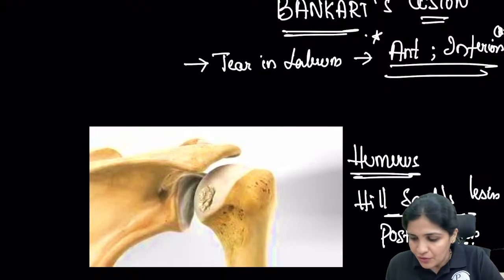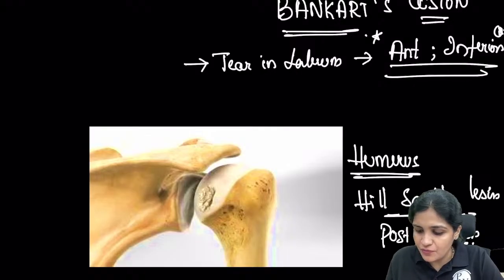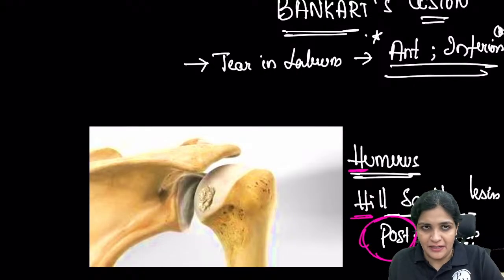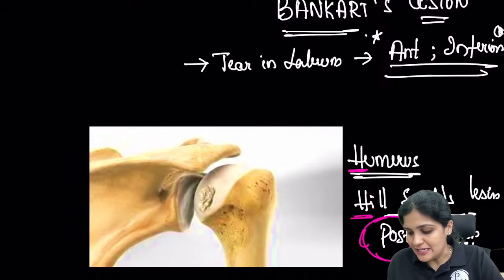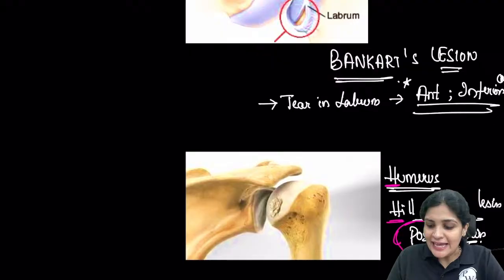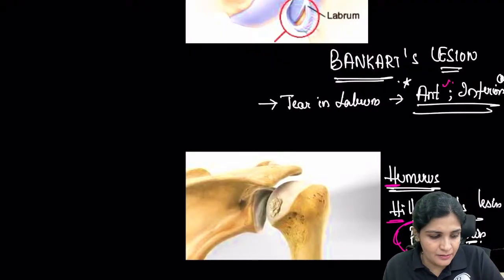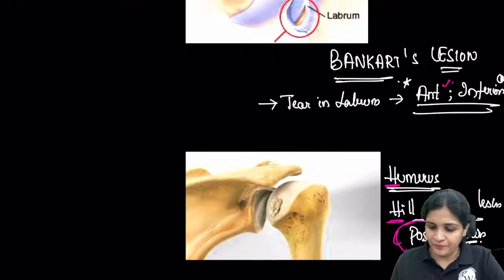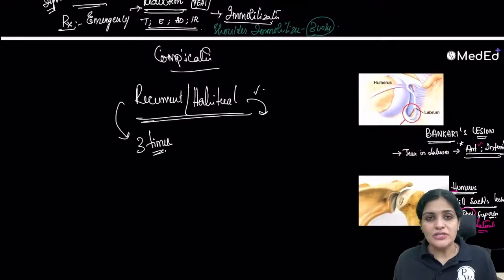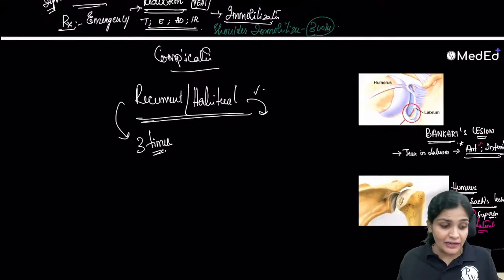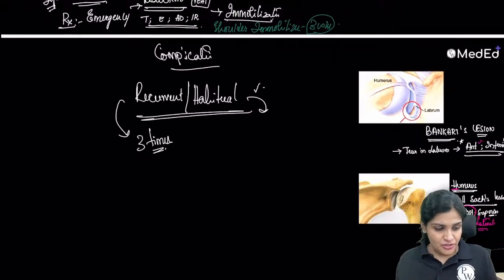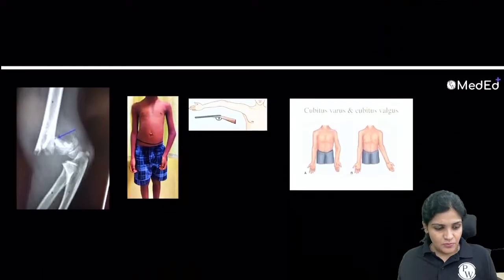So for the Hill-Sachs, how do you remember? H for head, humerus is Hill-Sachs, mostly on the posterior lateral aspect, right? And for the Bankart's, it is anterior and inferior. These two are the most important complications of recurrent or habitual dislocations. Yes, very good.